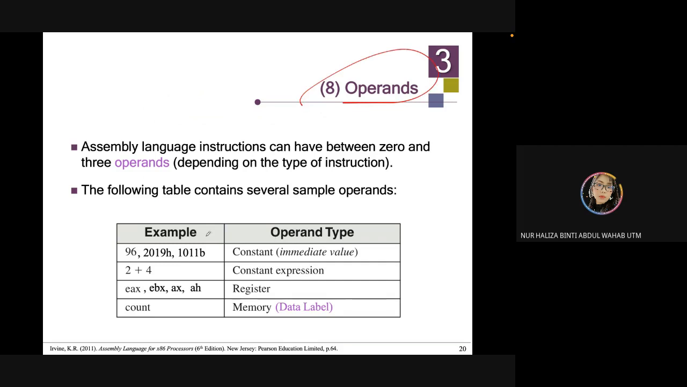So an operand can be a constant, which is the value of your number. It can also be a constant expression, where there is addition, multiplication, subtraction. This is an expression of your constant. You add here, you're adding. So that is in terms of constant expression. It can also be a register, and lastly a memory, which is your data label. Just now you learned on count, which is a data label.